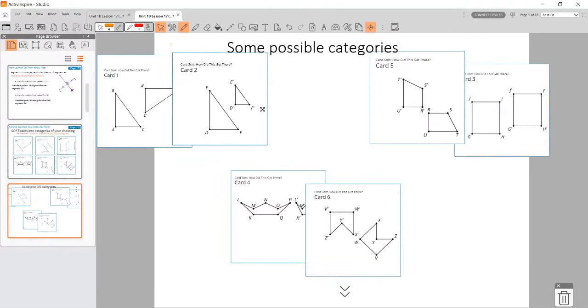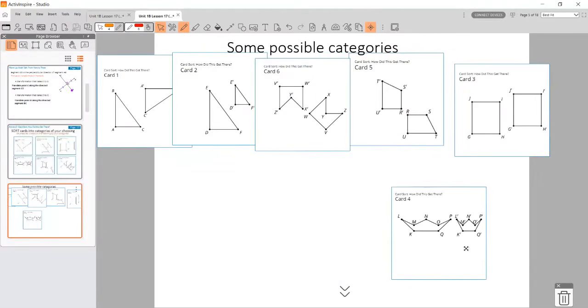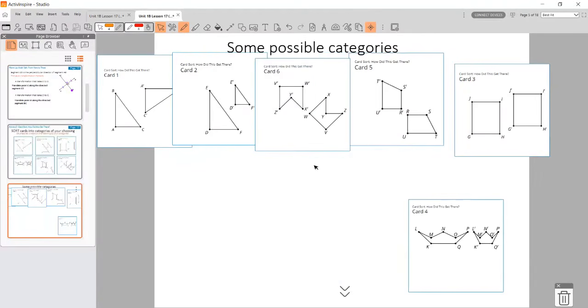Another is something like this. All of these ones up top and this one, and then this one by itself. Do you think you know what the category is? This one is 90-degree angles. So they have a 90-degree angle versus no 90-degree angle. I've seen those categories before.